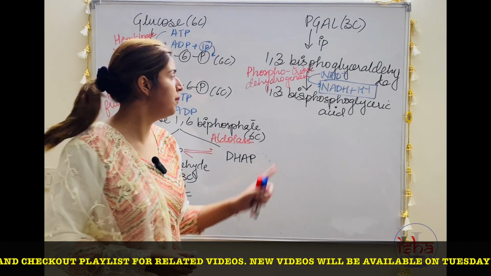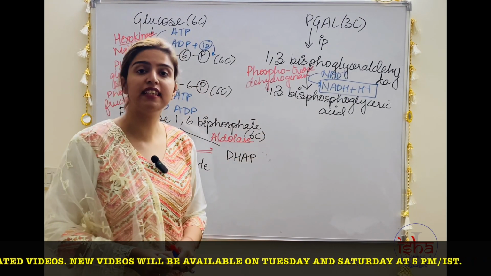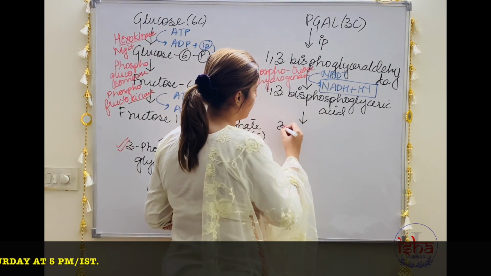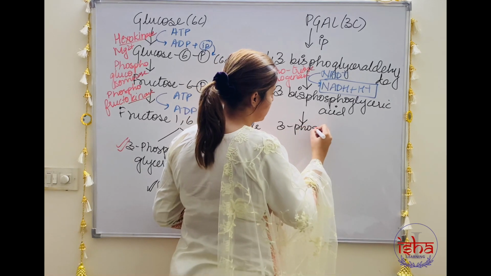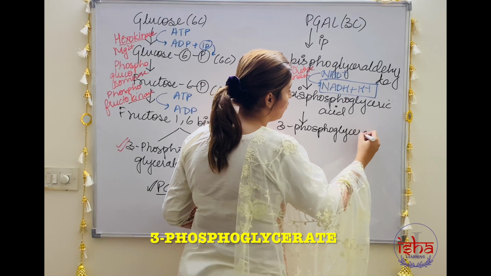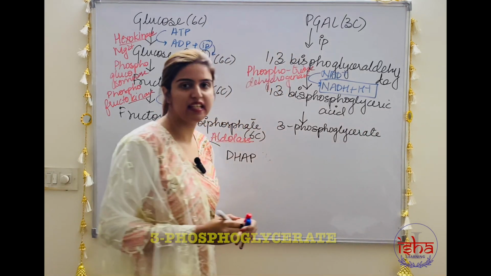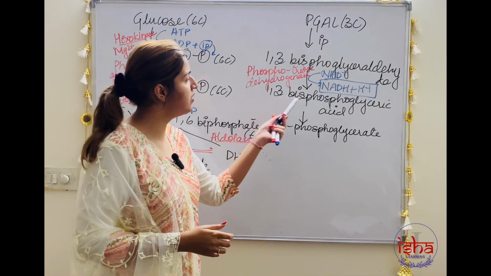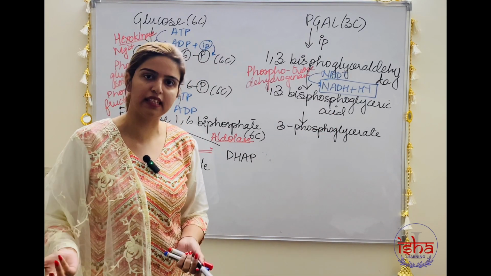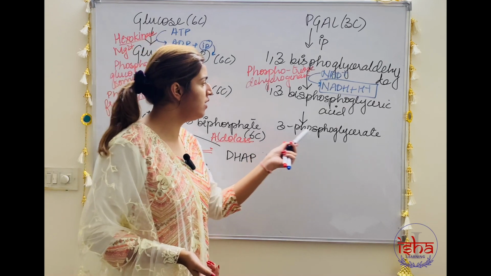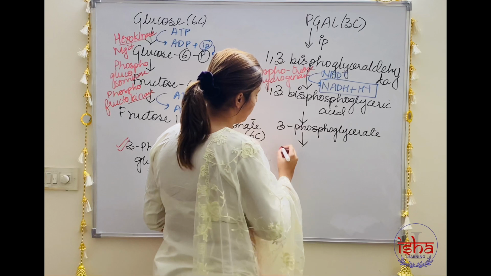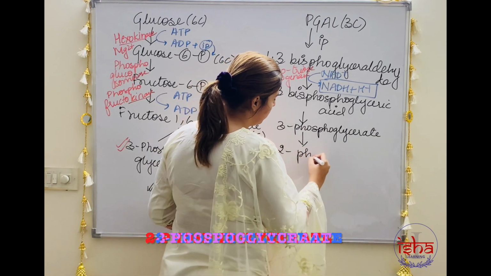In the next step, 1,3-bisphosphoglyceric acid is going to get converted into 3-phosphoglyceric acid, which is commonly known as 3-phosphoglycerate. Even here I could have written 1,3-bisphosphoglyceric acid or 1,3-bisphosphoglycerate. So here we write 3-phosphoglycerate. In the next step, this is going to get converted to 2-phosphoglycerate.